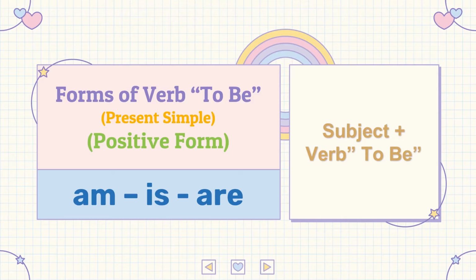Forms of verb to be. In the present simple tense, positive form: am, is, are. In the sentence, we have to put the subject first and then verb to be.